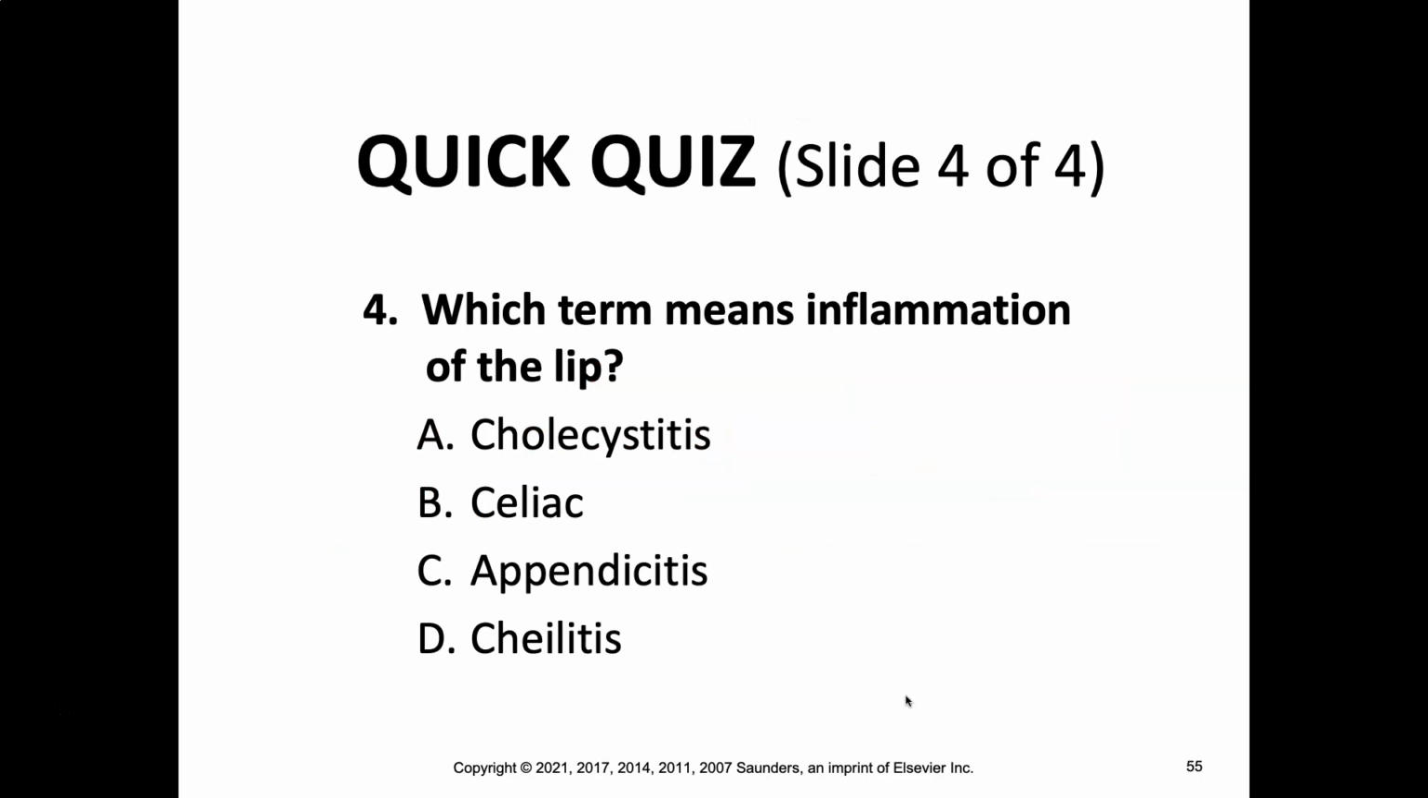Quick quiz, which term means inflammation of the lip? Way back, week 1, chapter 1, we learned that inflammation is itis.